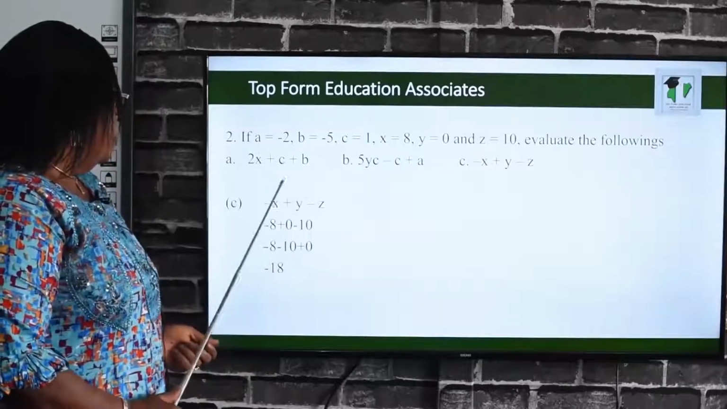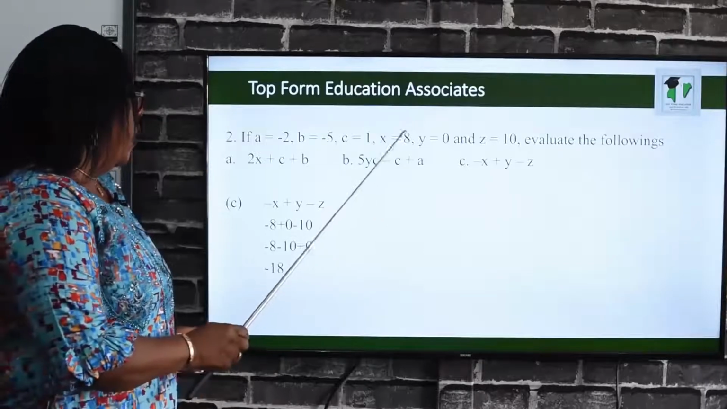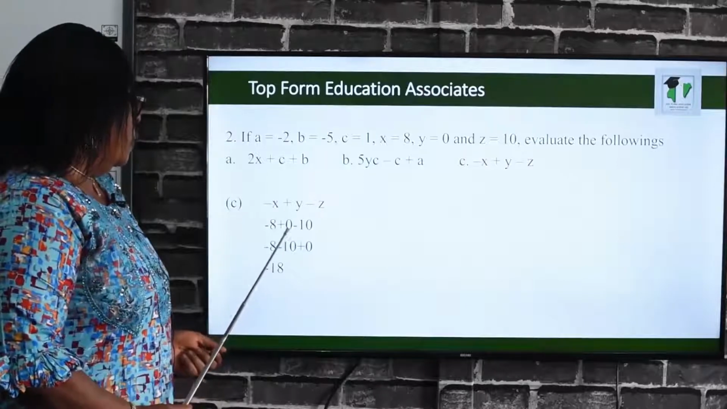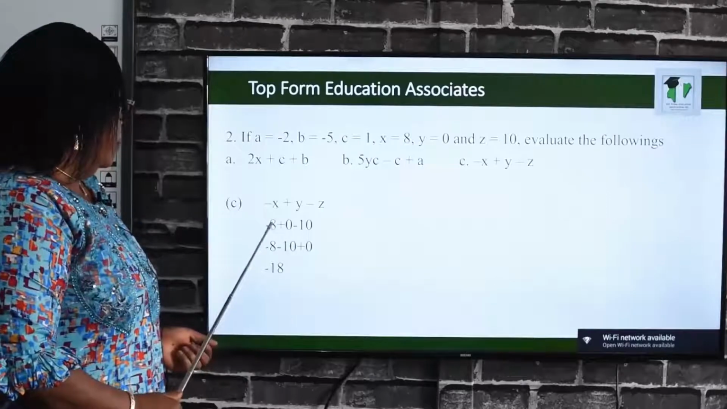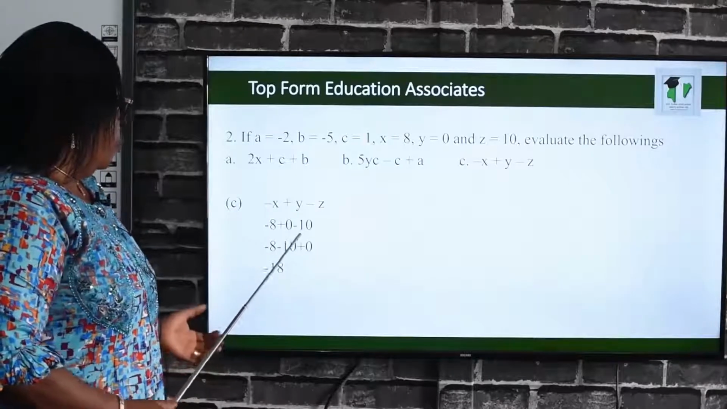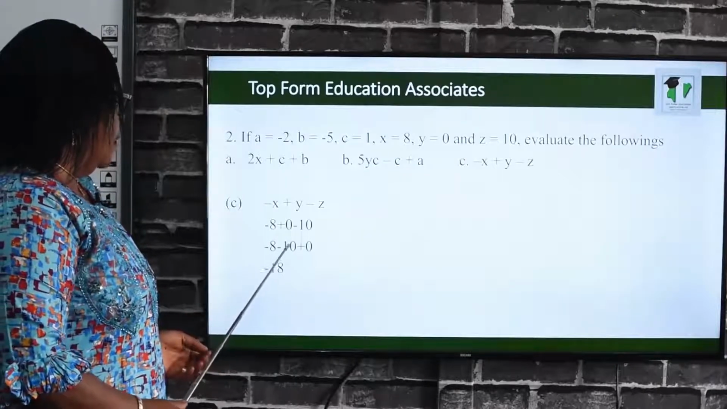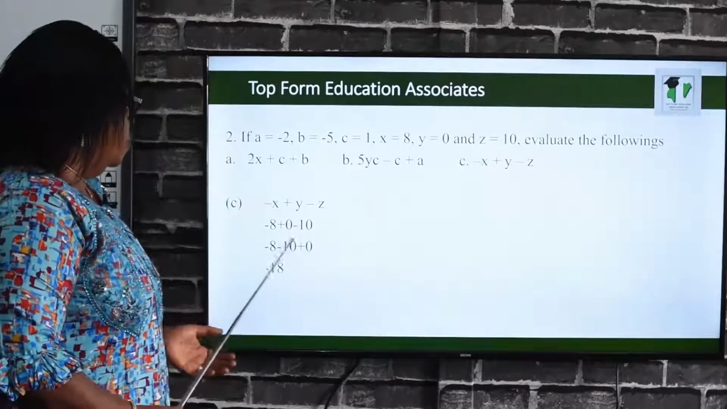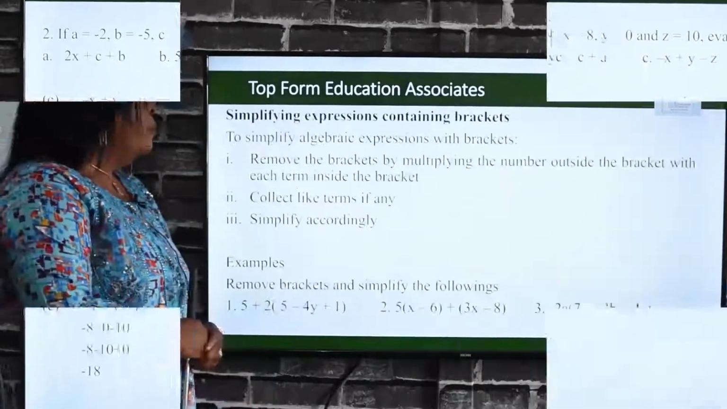C, minus x plus y minus z. x is 8, minus; plus y is 0; minus z is 10. Minus 8 plus 0 minus 10. Collect like signs. You have minus 8 minus 10 plus 0. Minus, minus put together, sign remains minus, and you have minus 18.